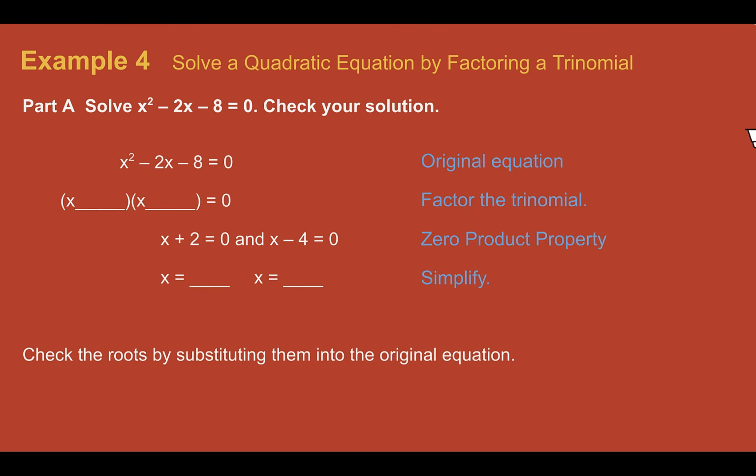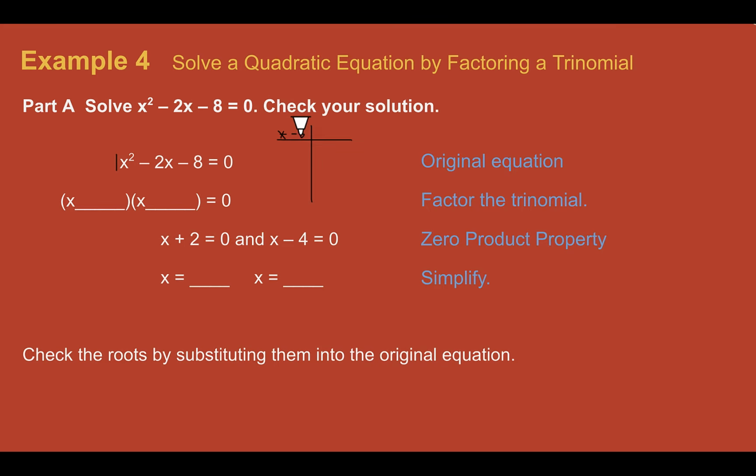Example 4. Solve a quadratic equation by factoring a trinomial. Part A. Solve x squared minus 2x minus 8 equals 0. Check your solution. So here I have my quadratic trinomial. For factoring a trinomial, remember, we want to find the numbers that can multiply to a, which is 1, times c. So 1 times negative 8.